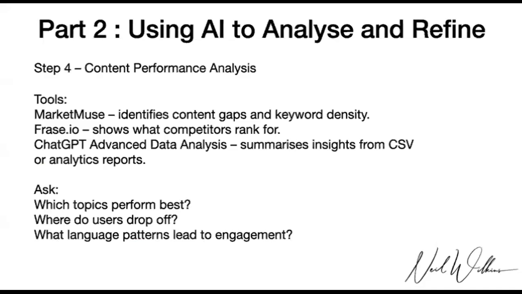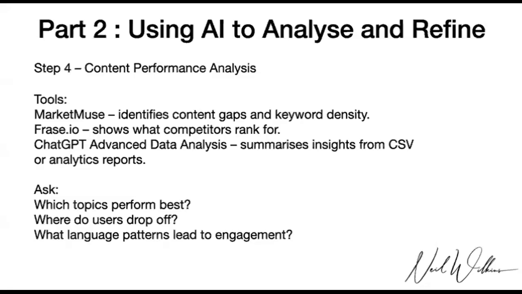So now we're going to start to really ask the questions, which topics perform best? Questions like, where did the customers or the target audience or users drop off? What language patterns lead to better engagement? Am I able to see the real subtleties that maybe as a human I can't see, but with AI, remember we're using AI here to analyze and refine, you can plug in the prompt into your AI to analyze and say, I want to know why this particular piece performed better than these previous pieces.